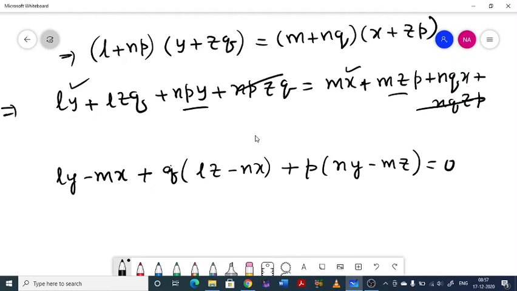So that is the required PDE. With this we are going to wind up problems on elimination of arbitrary functions or constants to form PDE. In the next video we shall discuss solution of PDE by direct integration.